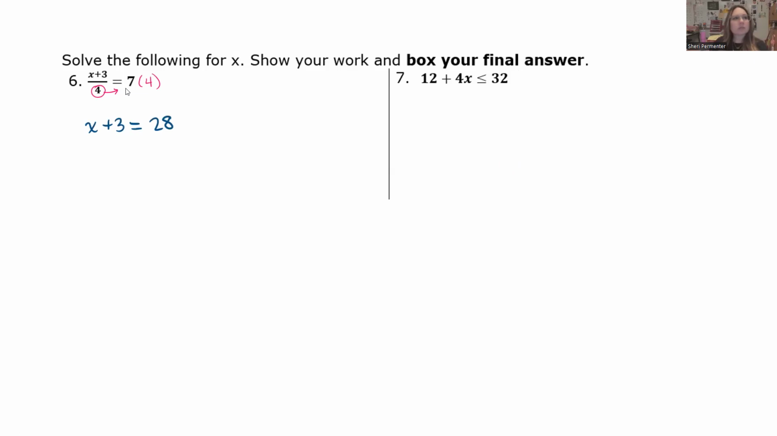On your quiz, please don't feel like you have to do mental math. Use a calculator. From here, I want x by itself. I've got one last step to get x by itself. I need to get rid of the plus 3. The inverse of adding is subtracting, so I'm going to subtract 3. I'm left with x on the left, and then on the right, what is 28 minus 3? 25.